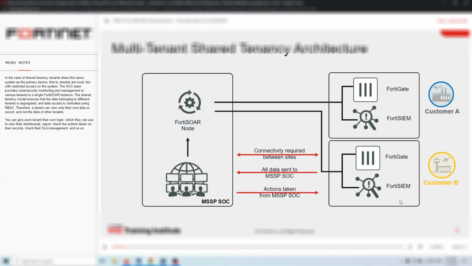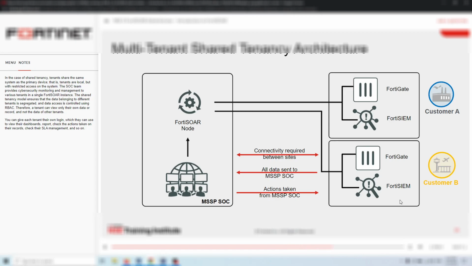In the case of shared tenancy, tenants share the same system as the primary device. That is, tenants are local, but with restricted access on the system. The SOC team provides cybersecurity monitoring and management to various tenants in a single FortiSOAR instance. The shared tenancy model ensures that the data belonging to different tenants is segregated, and data access is controlled using RBAC. Therefore, a tenant can view only their own data or record and not the data of other tenants.